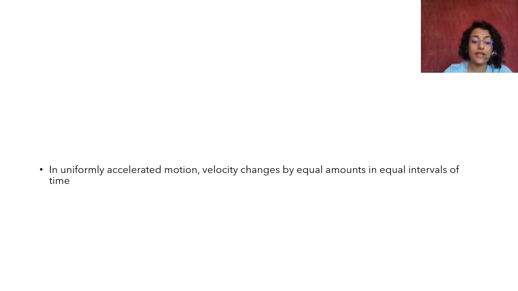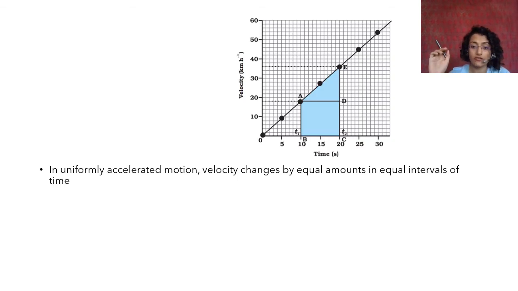In a uniformly accelerated motion, velocity changes by equal amounts in equal intervals of time. What you saw previously was for uniform motion, where the velocity was not changing. Here, velocity is changing by equal amounts in equal intervals of time, which means it is uniformly accelerated. If you do not know the meaning of acceleration or velocity, please see parts 1 and 2 again. And this is the graph that you see here.